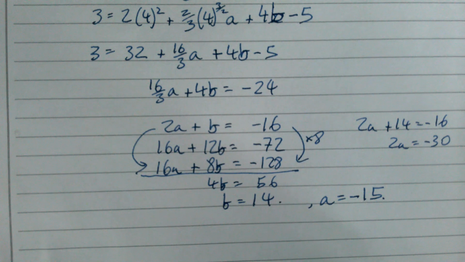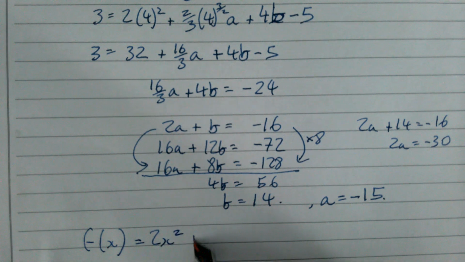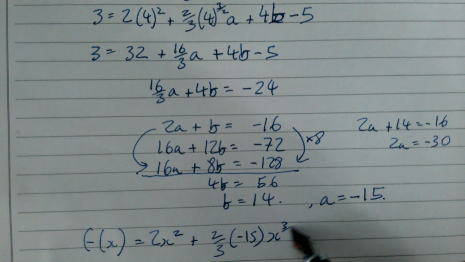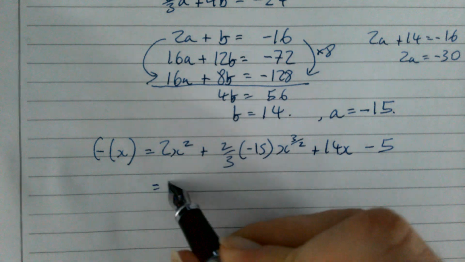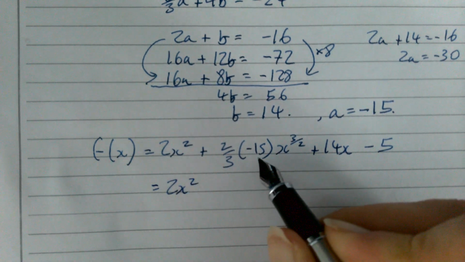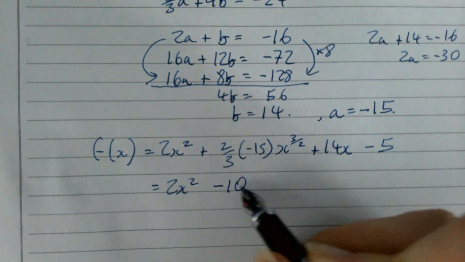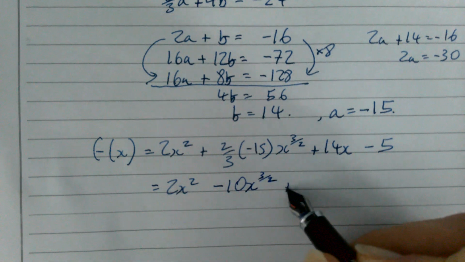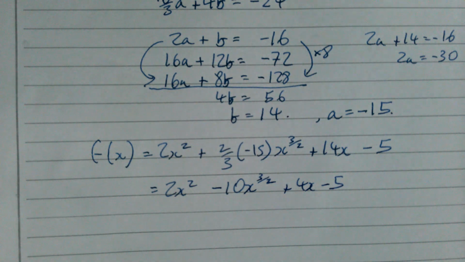So we then need to put that back into our original. So we had f of x is equal to 2x squared plus 2/3 times negative 15 x to the 3 over 2 plus 14x take 5, and I then just need to clean that up to make it 2x squared. 2/3 times negative 15 is minus 5 times 2 is negative 10 x to the 3 over 2 plus 14x minus 5 is our final answer. Well, that took a bit more than a minute a mark, but not by more than 1 minute. Moving on.